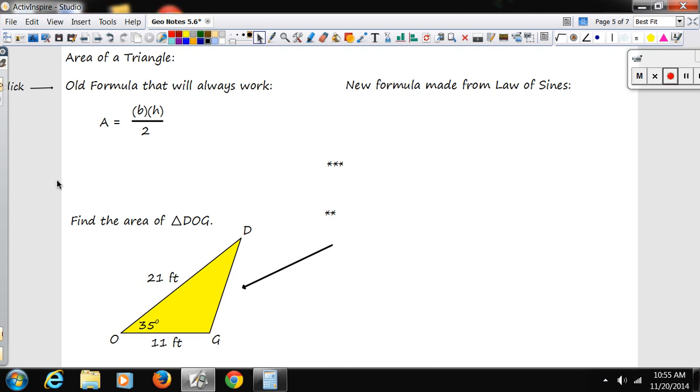Basically it works because you could bring down an altitude and make two right triangles. So that's why the sine will work. But there is a new formula that you could use if you have something like this triangle down here at the bottom. Okay, so we have this right here.